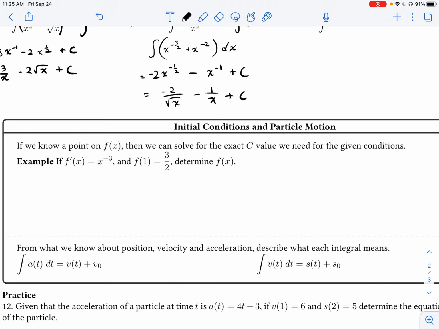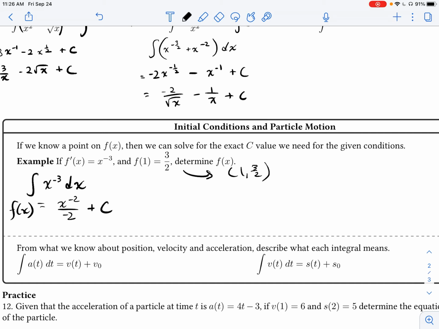So if we look, for example, and we see that f prime of x is equal to x to the negative third power, and we know that that function is going to go through the point 1, 3/2, right? This gives us the coordinate 1, 3/2. Now we can't say that we have a family of functions. We have a specific function that goes through that point. So let's start by integrating x to the negative third. If I integrate this, this is x to the negative 2 over negative 2 plus some constant c, okay? This is our function here.